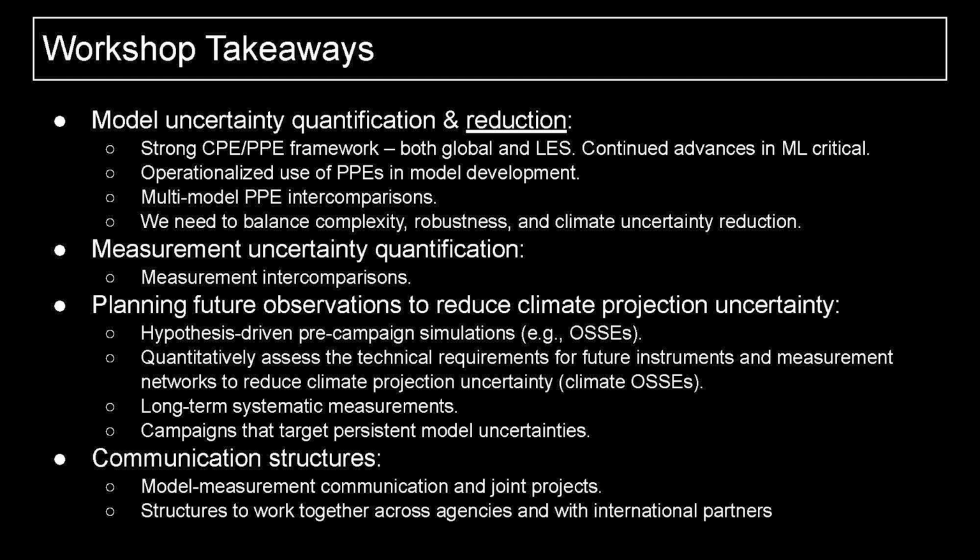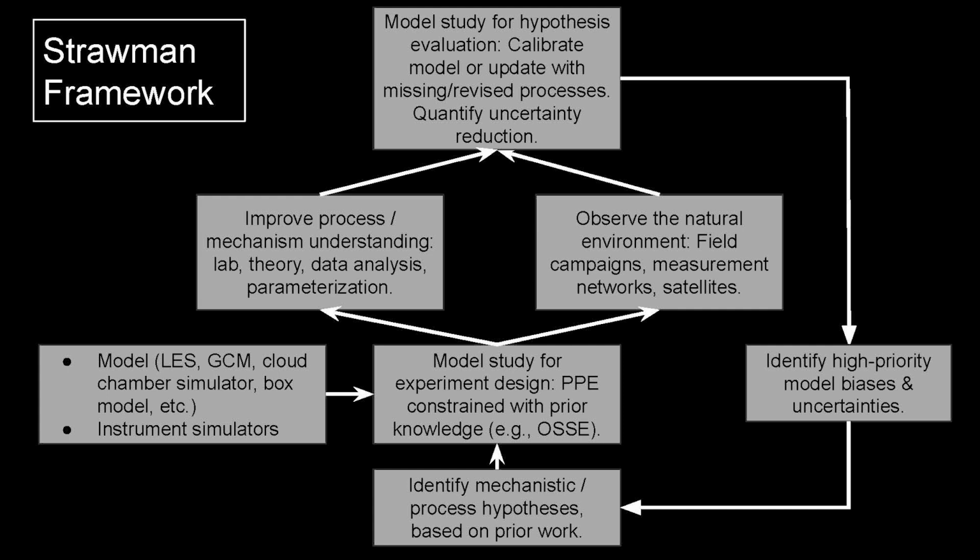The need for continued long-term systematic measurements was discussed, and again, campaigns that are targeted towards persistent model uncertainty. So using the models to inform where we're going to do those campaigns. Again, within the three-way street concept of model development: communication between model and measurement communities, and joint projects, as well as structures where different agencies that might have more apropos sets of observations to evaluate a particular problem are leveraged across this suite of models, as well as international partners. So those are our key takeaways.